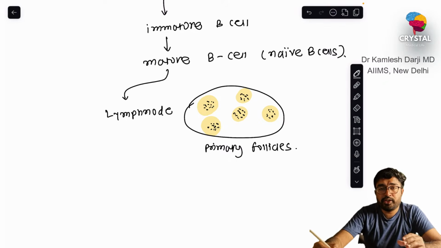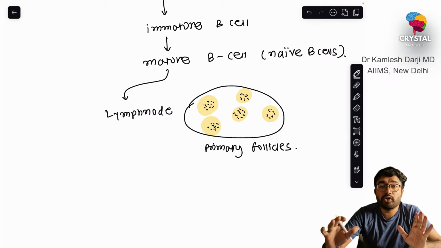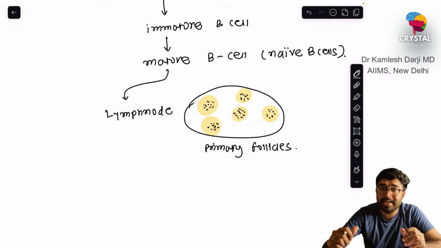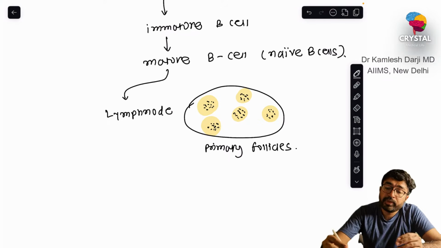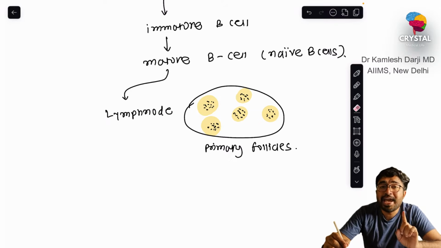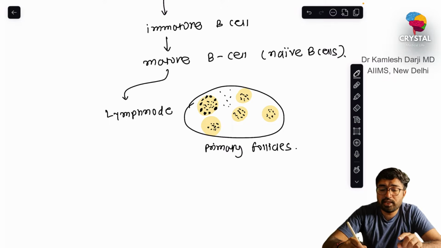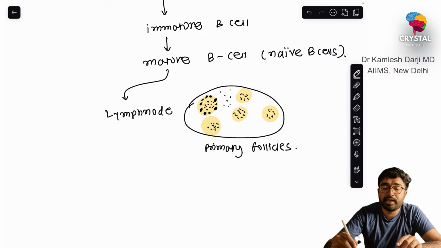In the parafollicular area, there are T cells, and these T cells are coming from your entire body. They are getting activated by the antigen presenting cells, by the external antigen or internal antigen, and then they will activate your B cells, which are the naive B cells. Here only they will activate your B cell at this interface. So these are the T cells, and these B cells are getting activated.